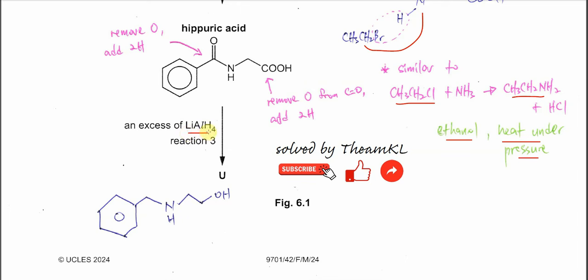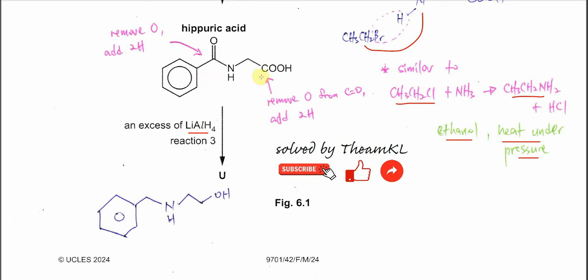So this one we can discuss first. When we use lithium aluminum hydride, it will reduce two groups. It's able to reduce the amide here and the carboxylic acid. Lithium aluminum hydride reacting with carboxylic acid is in the AS syllabus, and lithium aluminum hydride with amide is in the A2 or A-level syllabus. So now you need to use this reducing agent for these two groups.